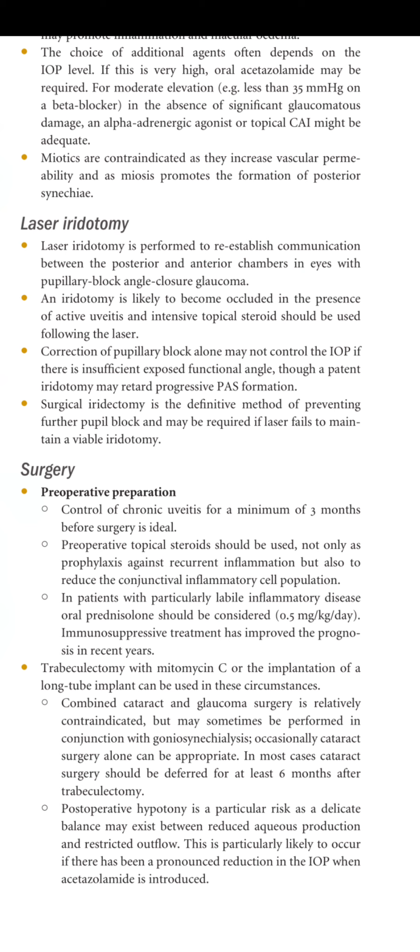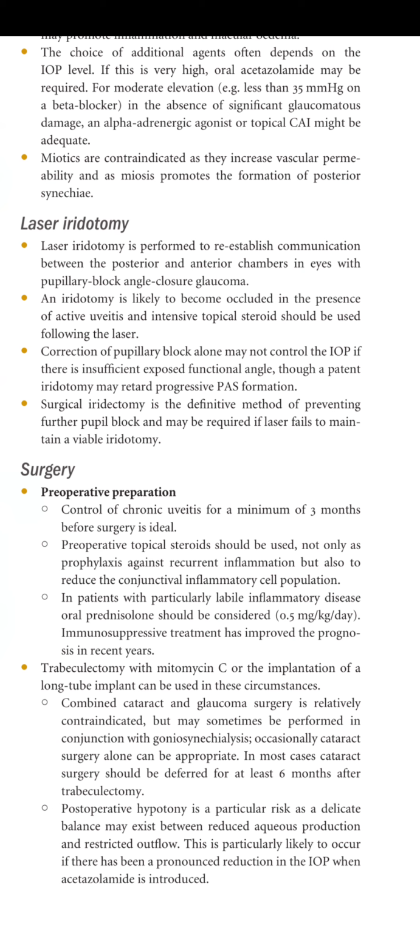Preoperative preparation. First of all, you have to control the inflammation. Control of a chronic uveitis for a minimum of 3 months before the surgery is ideal. Preoperative topical steroid should be used not only as a prophylaxis against recurrent inflammation but also to reduce the conjunctival inflammatory cell population. In a patient with a particularly liable inflammatory disease, oral prednisolone 0.5 mg per kg per day should be considered. Immunosuppressive treatment has improved the prognosis in recent years.